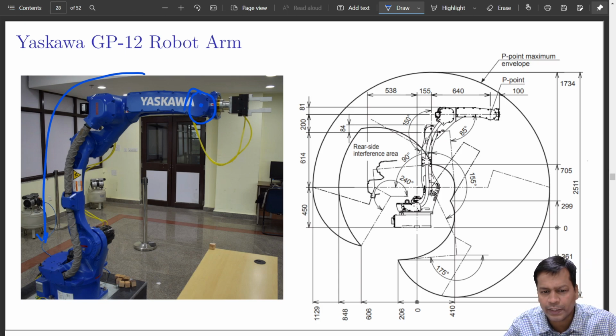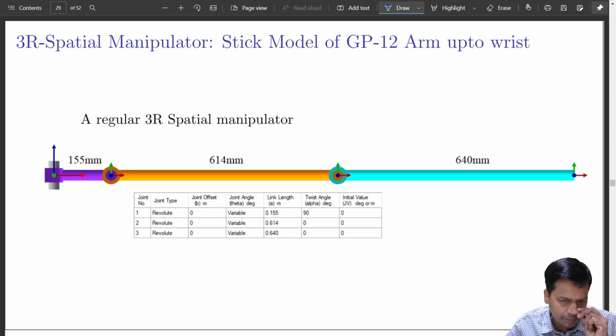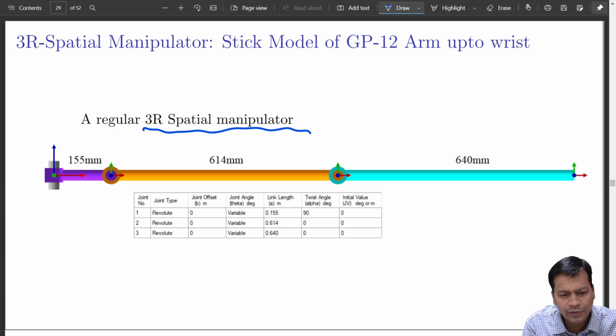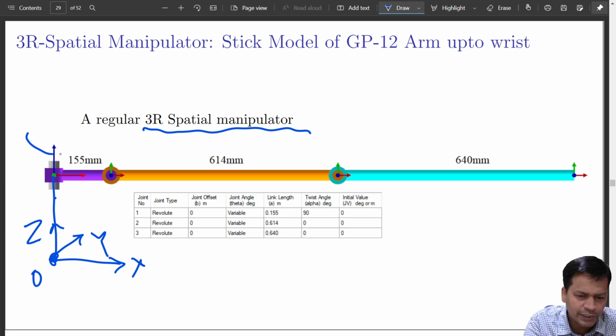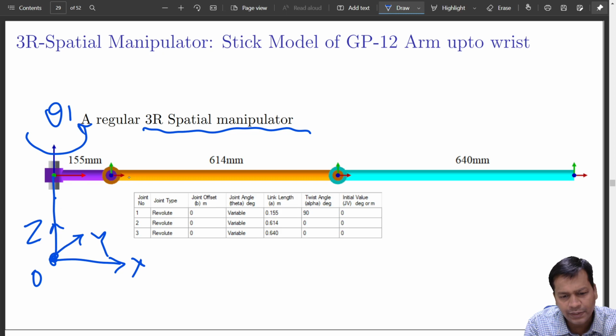Before that, this is how a spatial 3R manipulator looks like. It may be something like this. You may have the x axis like this, y axis like this, and z like this. This forms the origin of the workspace, and the first link that rotates like this is your theta 1. The second link, this orange one, can rotate like this, theta 2.